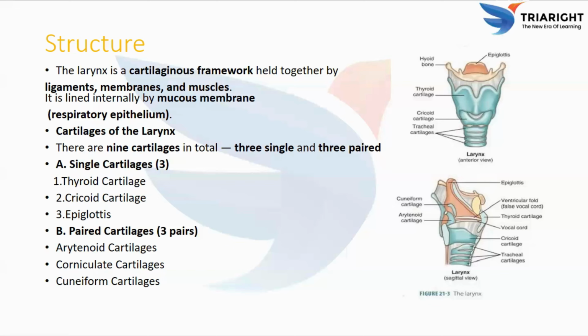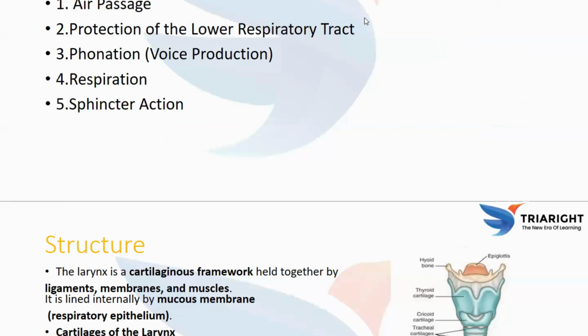So when you think of the larynx like a musical instrument, these cartilages form the framework. Ligaments and muscles adjust the cords, and the air passing through produces sound. So these cartilages together give the larynx a flexible structure, allowing the movement needed for breathing, swallowing and voice production.